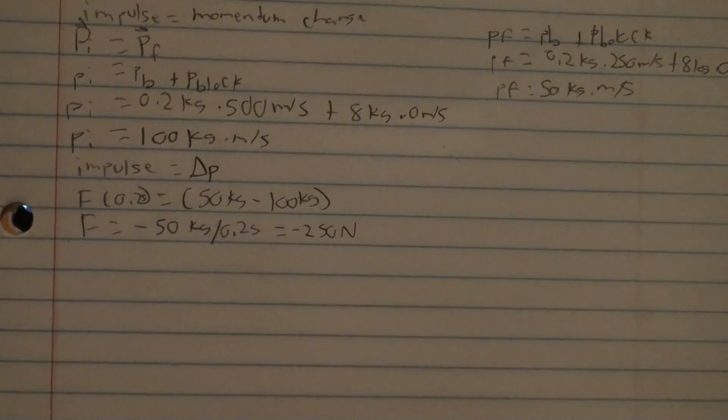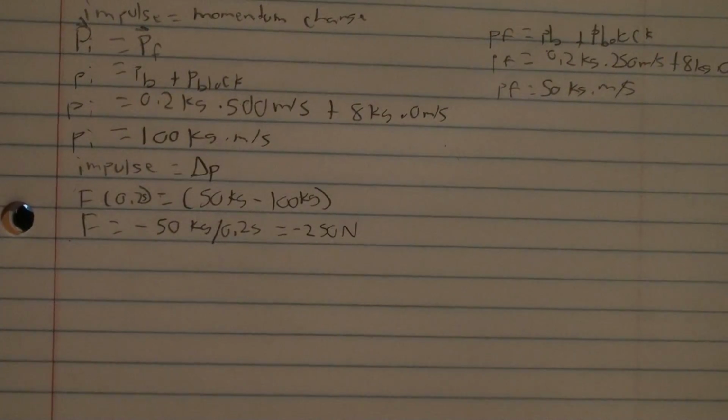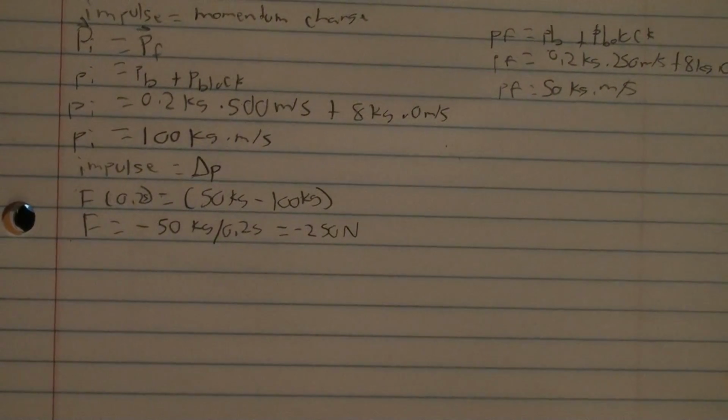So all I did with this equation is use the conservation of momentum to find the change in momentum. And then using the impulse momentum equation, I was able to find the force that the block applies to the bullet.